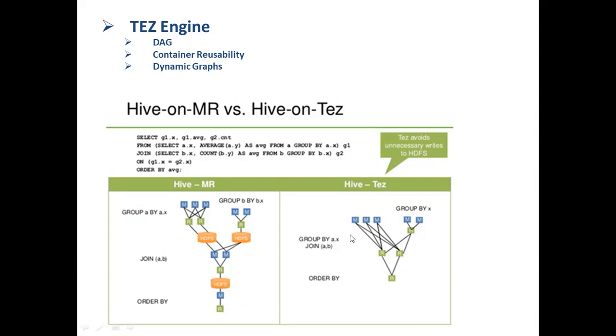But in the Tez engine, you can see only one single job gets created. Inside the single job, the mappers run, and the output of the mapper is sent to the reducer, which means it stays in memory. The reducer output is again sent to another reducer, and this mapper output is also sent to a reducer. Finally, all the output is aggregated and sent to the final reducer for the order by, and after this reducer process, the output is sent to standard output.